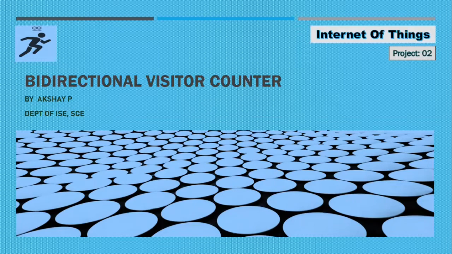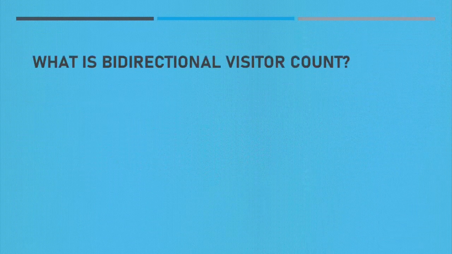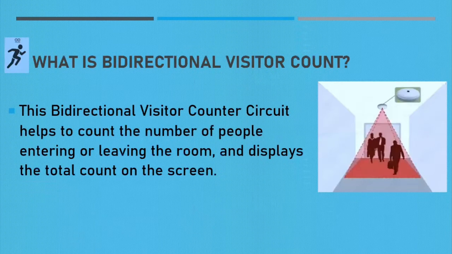The basic concept behind this project is to count the number of people entering the room and display the number on the LCD. So what is a Bidirectional Visitor Counter? As I said, it is a circuit which helps to count the number of people entering or leaving the room and displays the total count on the screen. If a person enters the room or shopping mall, the counter will be incremented, and if a person exits, the room counter will be decremented.